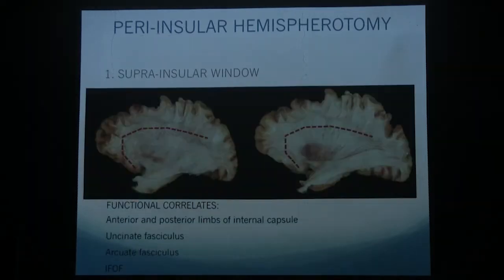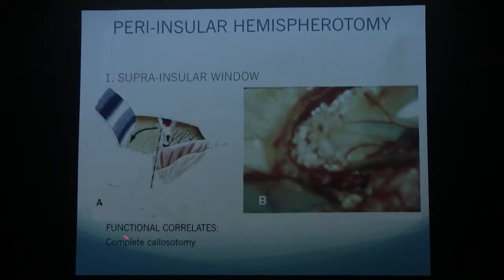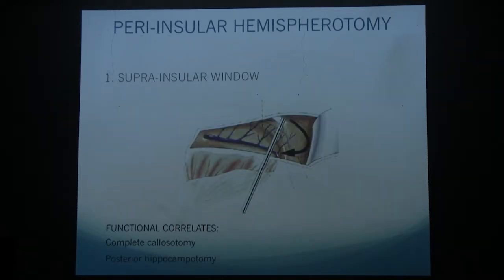And then from inside the ventricle, so what are the functional correlates? You actually interrupt the anterior and posterior limbs of the internal capsule, the uncinate fasciculus, the arcuate fasciculus, and the IFOF on your way to the ventricle. So inside the ventricle, what you need to do is a complete callosotomy. And so all the discharges that arise from one hemisphere cannot go on to the other hemisphere. So it is actually a parasagittal callosotomy. You start somewhere in the midline, and then you go anterior, and then you go posterior to complete the callosotomy.